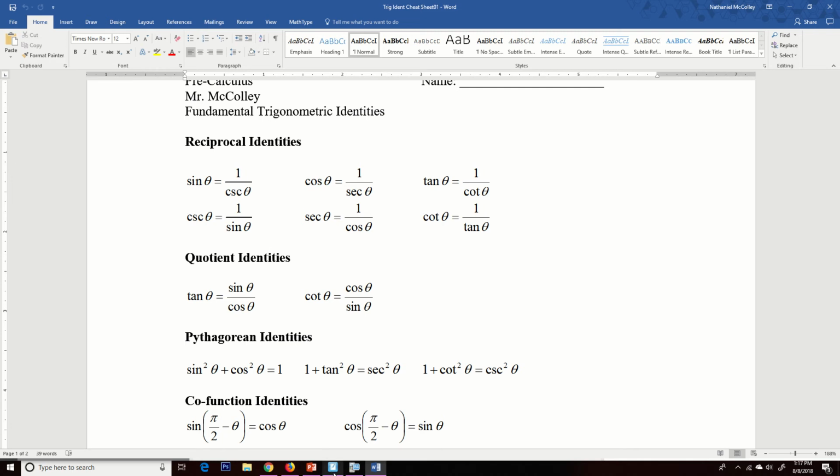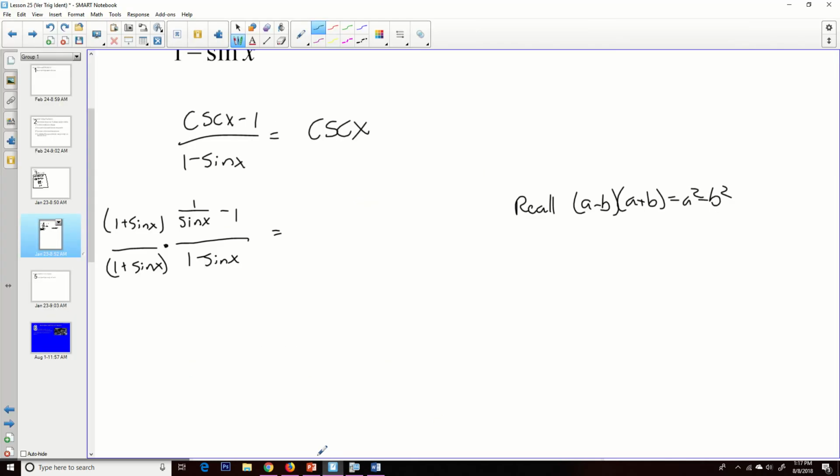And again, we're trying to get down to a single term. And so that might be helpful. So in the denominator, just using the difference of squares property, I can say that that's 1 minus sine squared x. That should be a sine. Now I got to distribute. So 1 times 1 over sine x is 1 over sine x. 1 times negative 1 is negative 1.